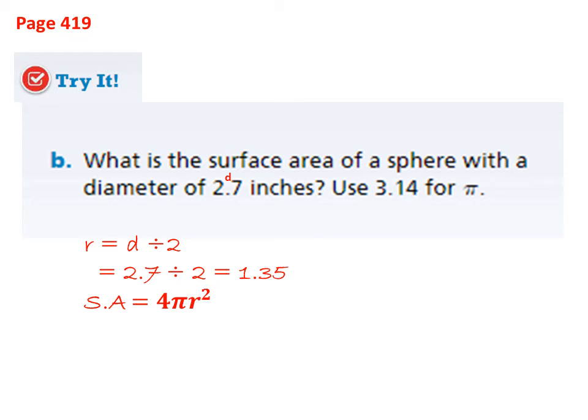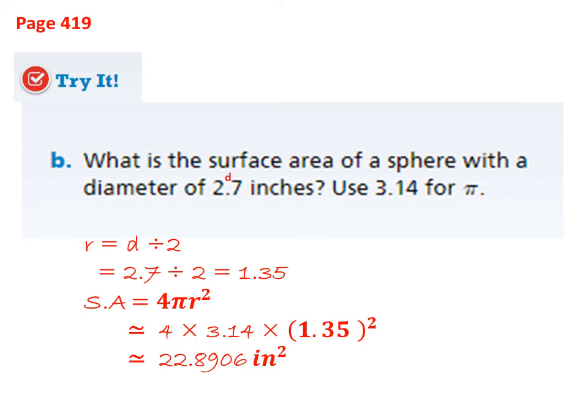Now, use the formula to find the surface area of the sphere. Remember, the surface area of a sphere equals 4 pi r squared. So 4 stayed the same. Instead of pi, write 3.14. Instead of r, 1.35. Of course, it's squared according to the formula. Now, multiply. You can use the calculator. Yes, the final answer is about 22.8906. You can round this to 2 decimal digits, to 1 decimal digit, 3 decimal digits, as you like, but it's not mentioned in the question.